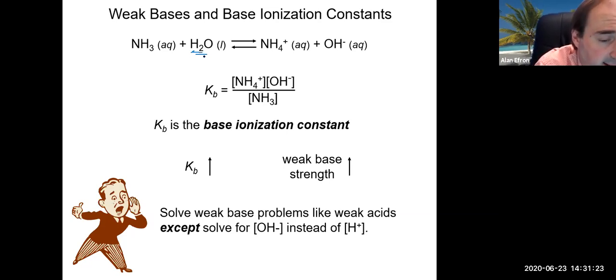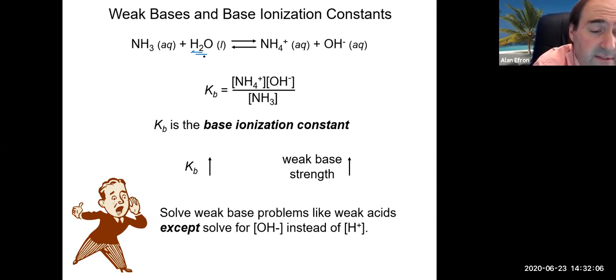So we can write a Kb expression for it. It'll be our products over reactants, just like normal. And again, we're not going to include water in there. And that, again, is what's known as a Kb expression. Same thing with our Ka value. As the Kb value increases, so does the strength of the weak base. So the higher the Kb value, the stronger the weak base is. But obviously, just like our acid, the weak base is not as strong as a strong base. And just like our acids, we will not have a Kb value for a strong base because a strong base is a strong electrolyte, will not set up an equilibrium.